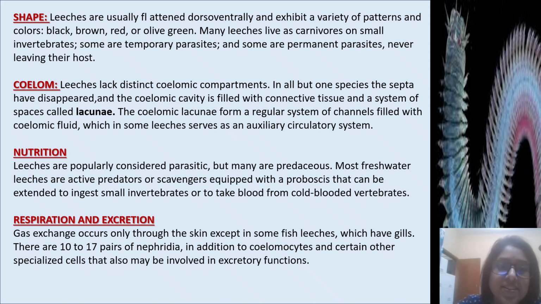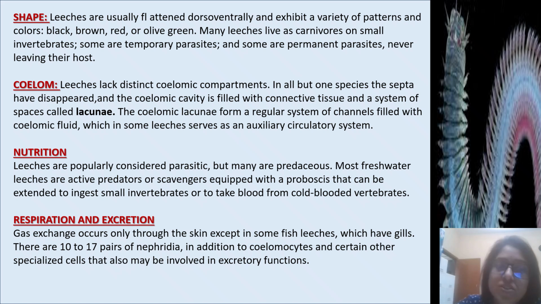Coelom. Leeches lack distinct coelomic compartments. In all but one species, the septa have disappeared, and the coelomic cavity is filled with connective tissue and a system of spaces called lacunae. The coelomic lacunae form a regular system of channels filled with coelomic fluid, which in some leeches serve as an auxiliary circulatory system.